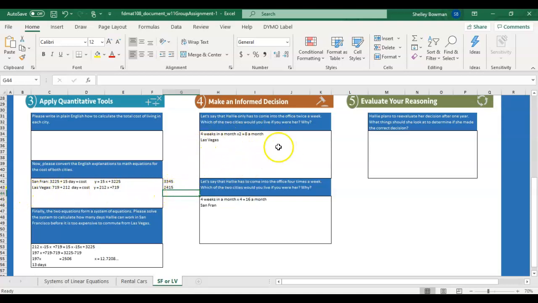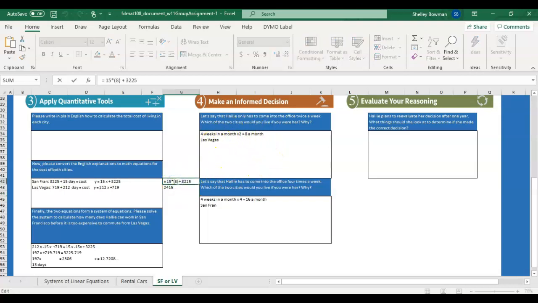So that's why this one would be more cost effective to live in Las Vegas versus the 16 for the second part of 4. We can do 16 here and compare it to 16 days here and see that it actually ends up being more to live in Las Vegas because of all of the commuting, and that's why San Francisco would be a better option here.